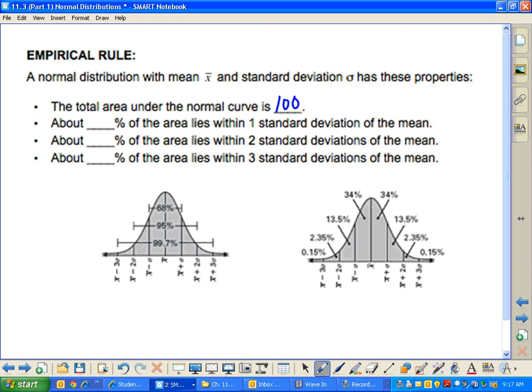Birth weights of babies, we talked about that. That's all normally distributed data. Okay, so more of the story is this. All of that data, 100% of it, is on the bell curve, okay?